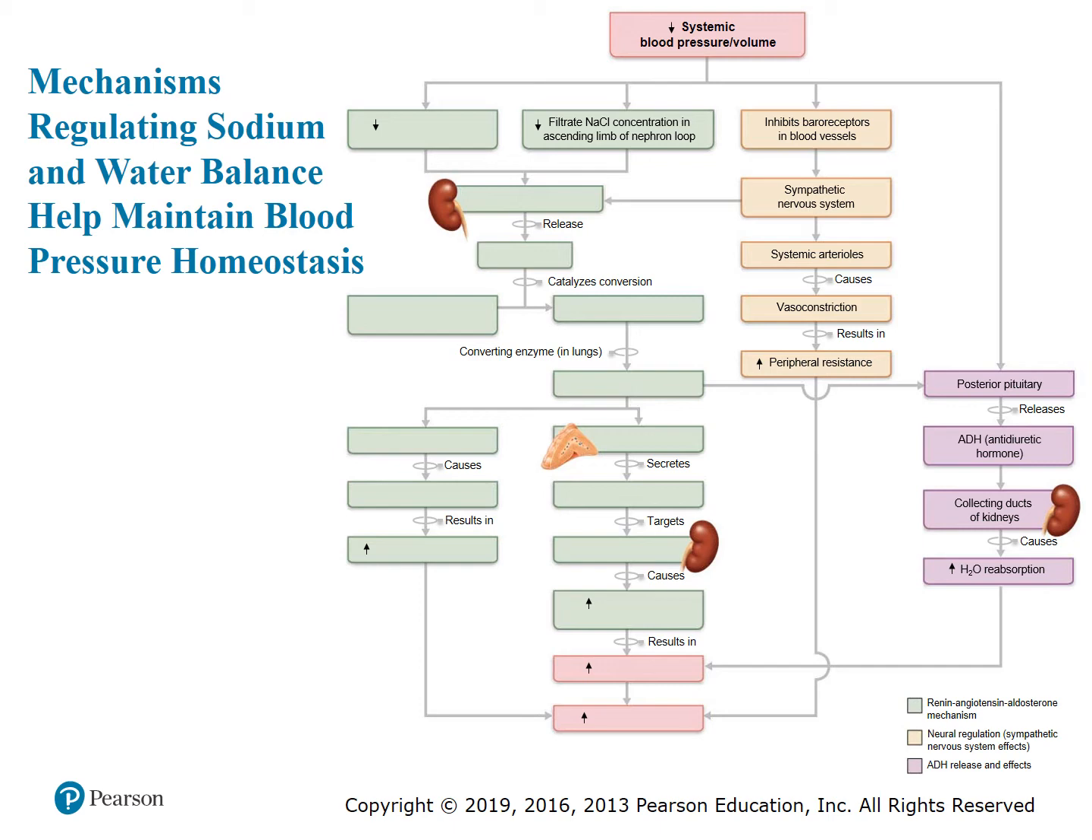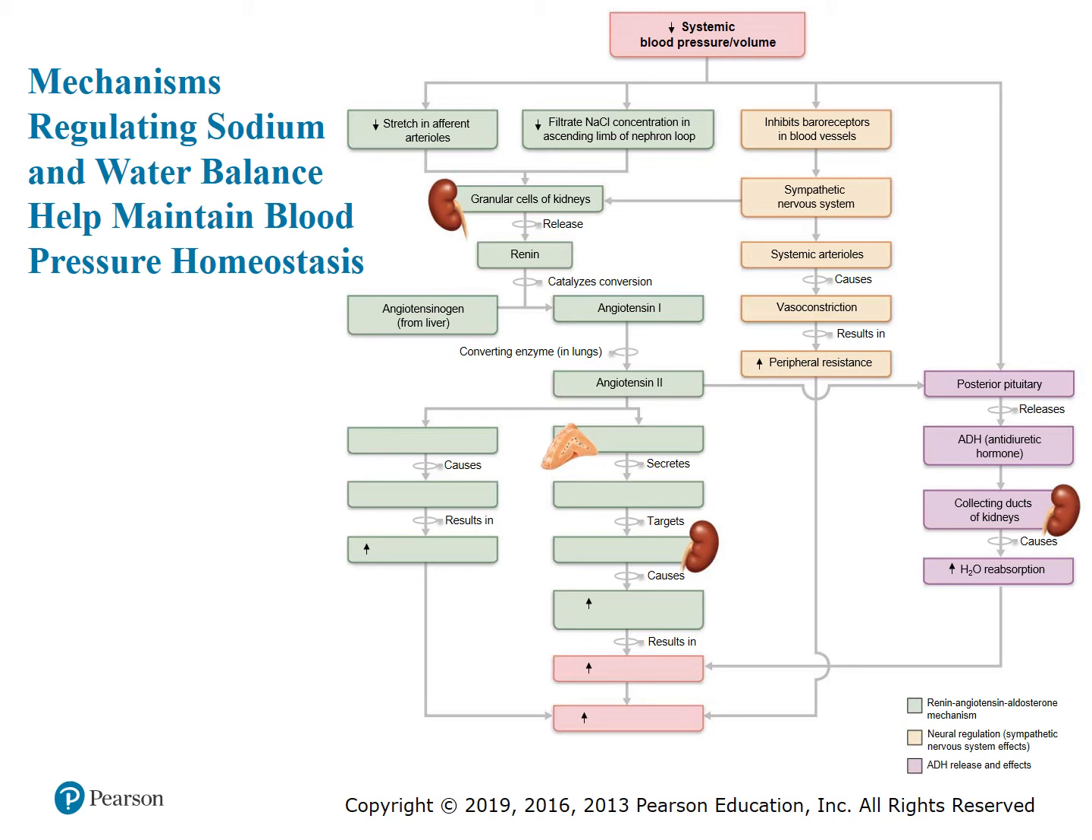And now we're going to take a look at the renin-angiotensin-aldosterone mechanism, and that one's pretty complicated. A decreased sodium chloride concentration in the filtrate in the ascending limb of the nephron loop, or a decreased stretch in afferent arterioles, either one of those can cause the granular cells of the kidneys to release renin. What renin will actually do, down the line, is cause the conversion of angiotensinogen to angiotensin 1, and ACE, or angiotensin converting enzyme, in the lungs will convert angiotensin 1 to angiotensin 2.